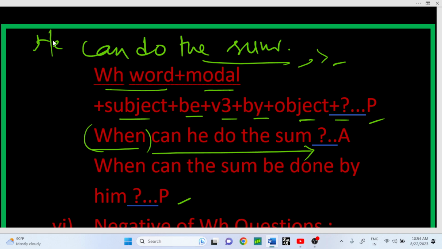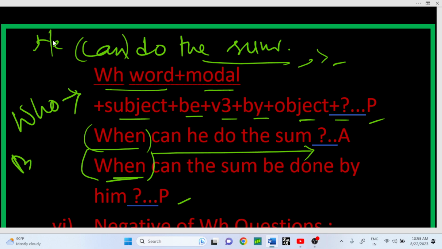If I change it, suppose you have to make it a yes-no type, then: can the sum be done by him? And before these words we have to use the WH word that is given. And remember, if there is "who", it always becomes "by whom" in the passive.